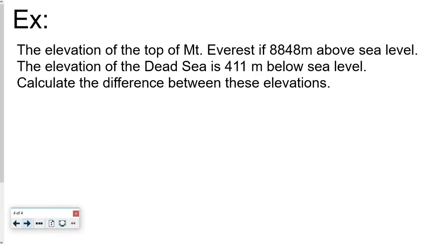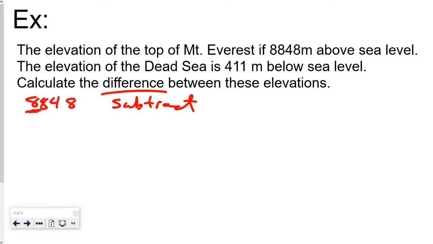The final example, the elevation of the top of Mount Everest is 8,848 meters above sea level. The elevation of the Dead Sea is 411 below sea level. So calculate the difference between these elevations. So difference means subtract. So we're going to take Everest way up here at 8,848, and we need to find out.